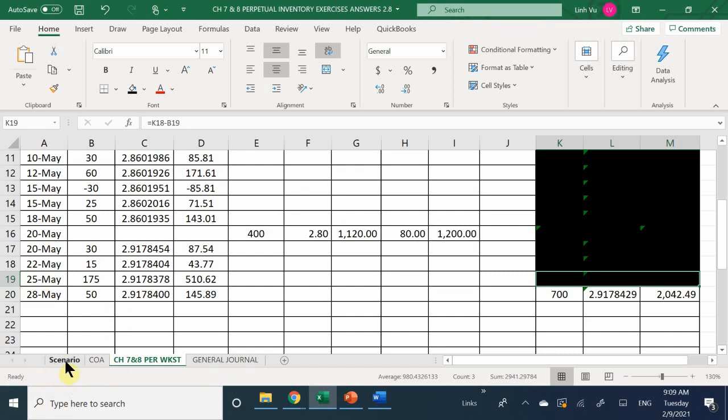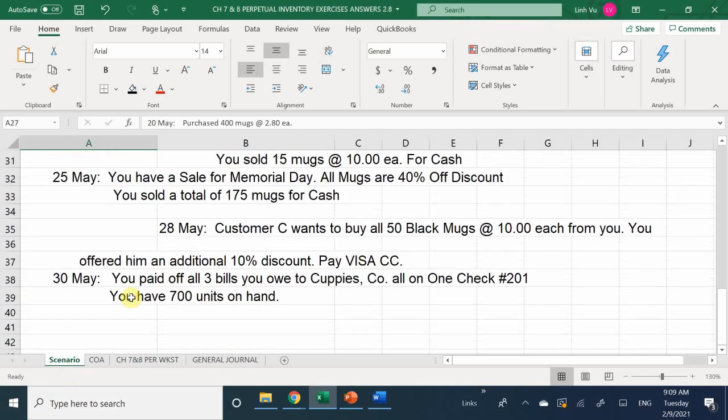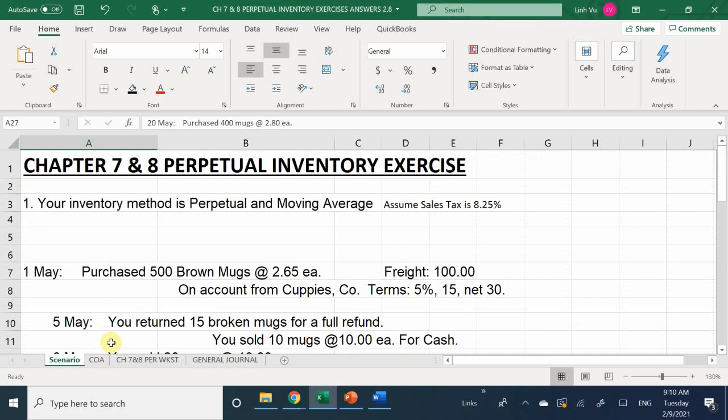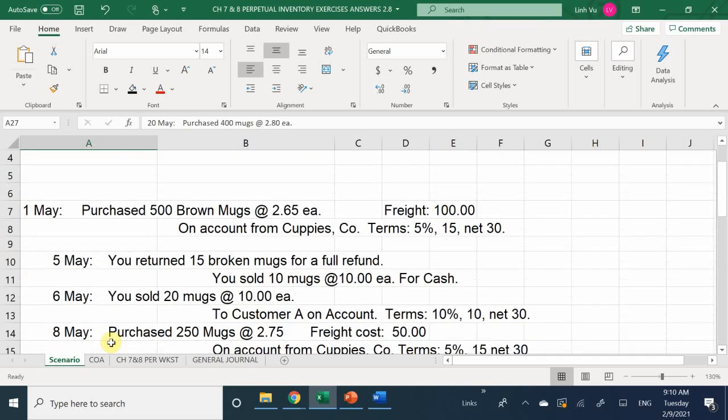All right, finishing up the last section here. What happened on May 30th? Paid off all 3 bills we owe to Copies Co. on 1 check. Okay. We decided we're going to pay all of them on 1 check. So let's go ahead and explore our purchases. So let's see. The first day in May, we made a purchase, but what happened a couple days after that?